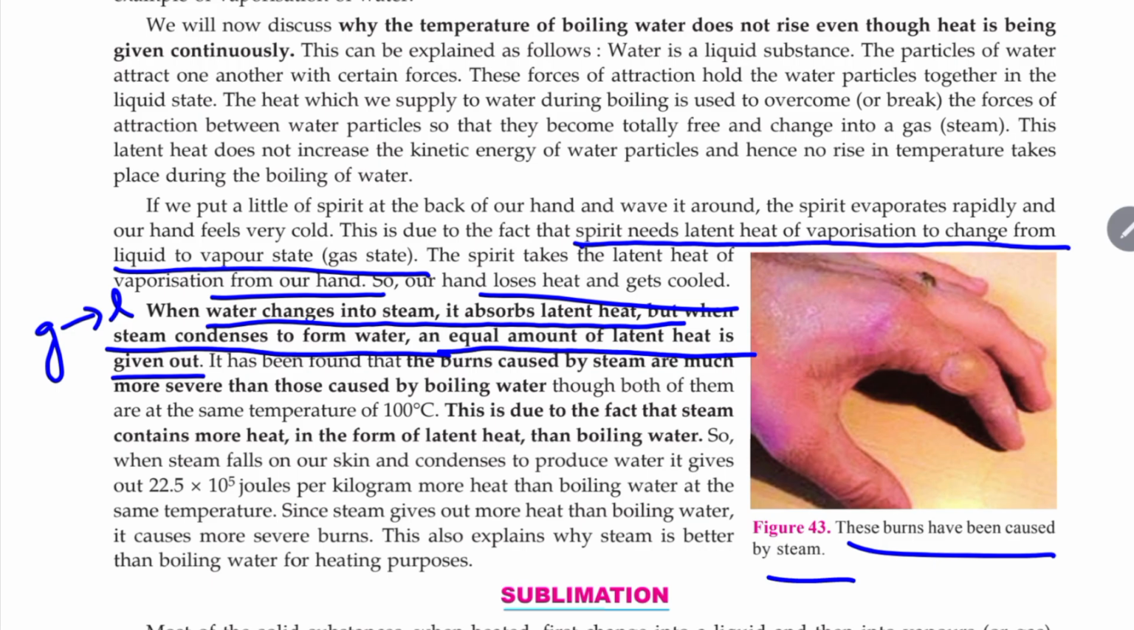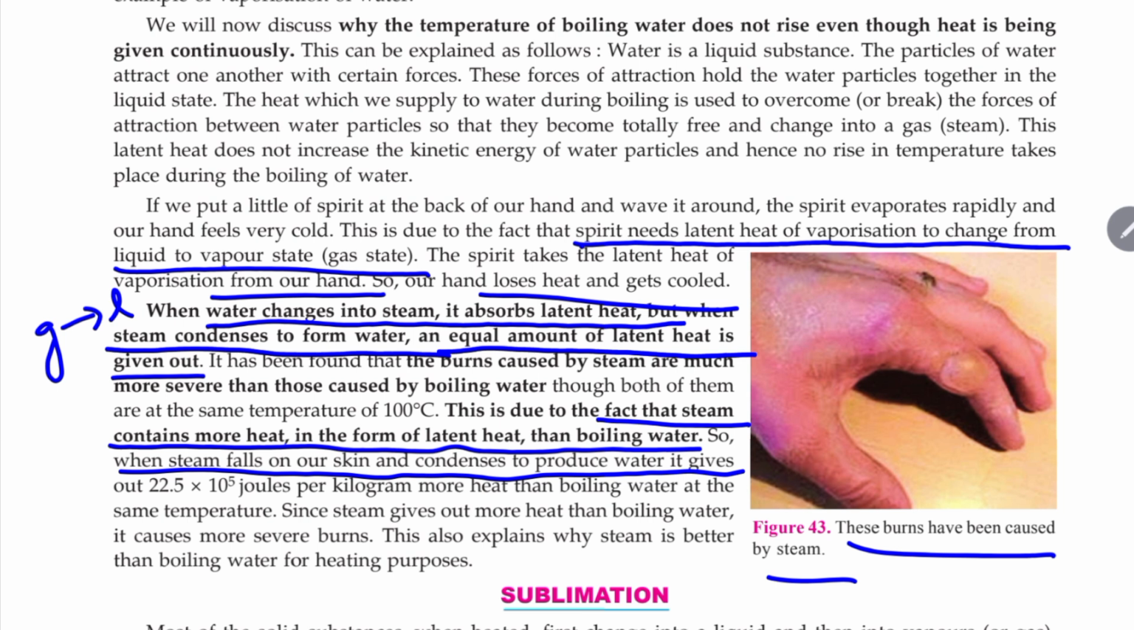Okay, so what is happening? The fact is that steam contains more heat in the form of latent heat than boiling water. So what happens when steam falls on our skin and condenses to produce water? It gives out this much amount of heat.